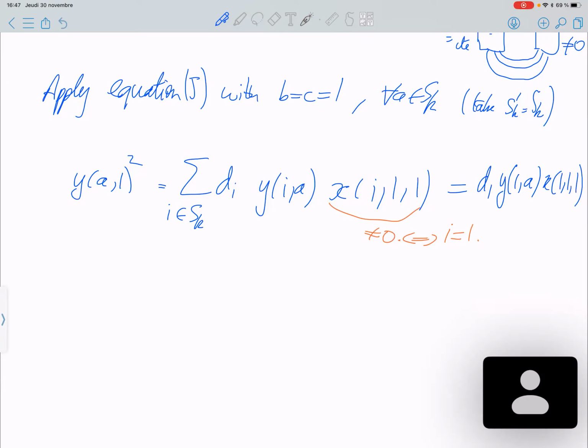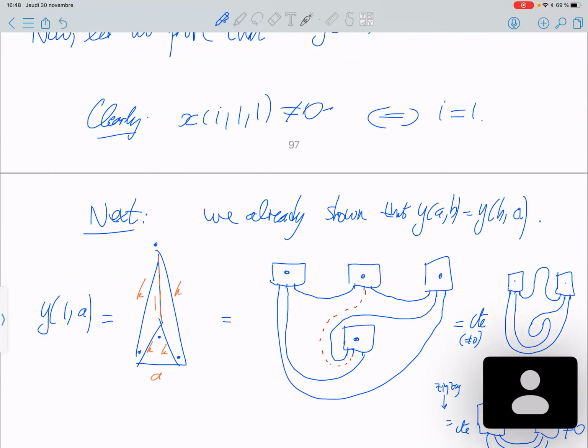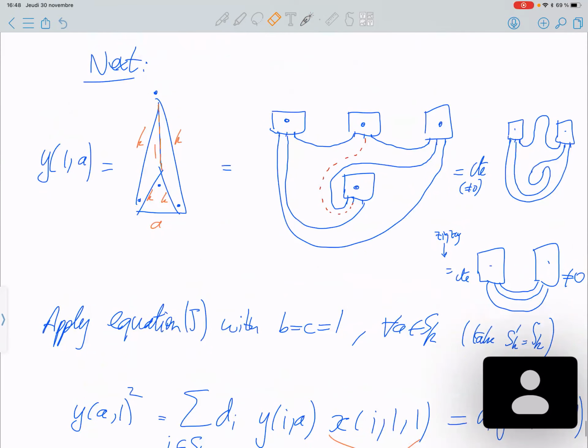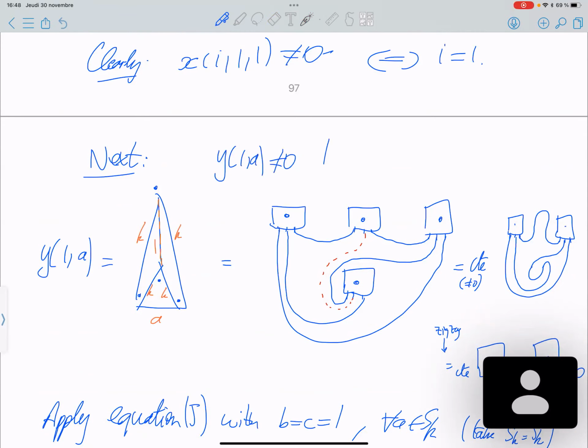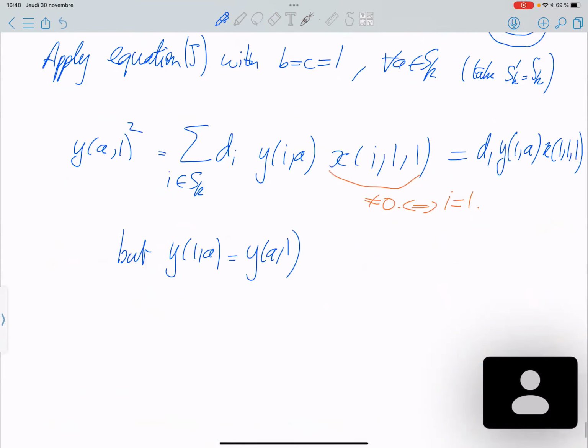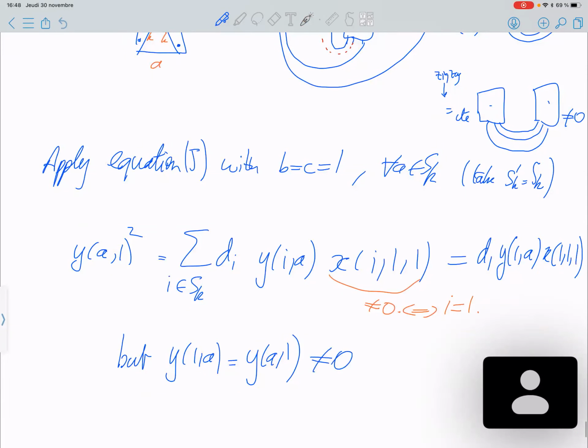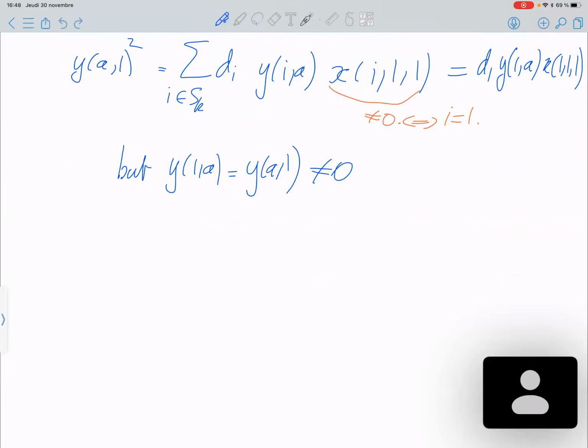Okay, but y1a equals y1a1. We showed that before, so we don't need to recall it here. So next, y1a is different from 0. As we explained before, this is equal to this. So this is the same, and this is non-zero. So we can simplify by one component here.